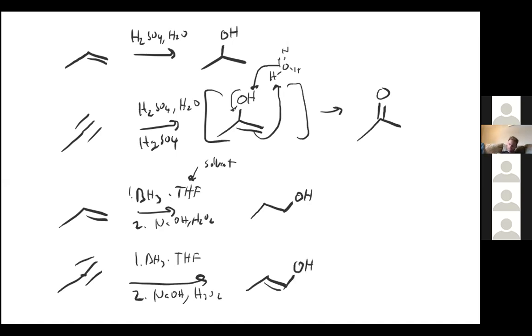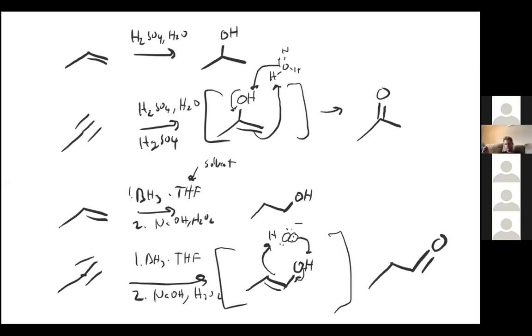Would get us to this temporary enol here, an OH minus. Pick up this H. Formaldehyde. It's going to grab the other H. And we're going to shift this into an aldehyde. So for these terminal alkynes here, our acid and water ends up making ketones, and then our BH3, sodium hydroxide, and hydrogen peroxide are going to end up making aldehydes.